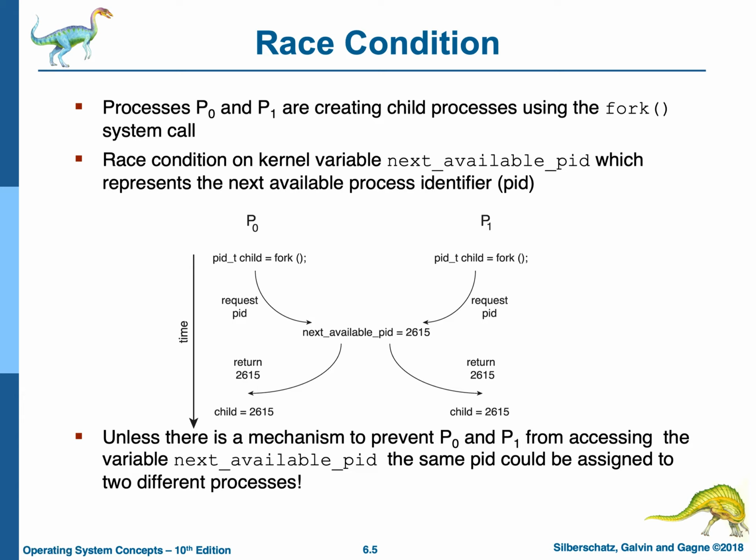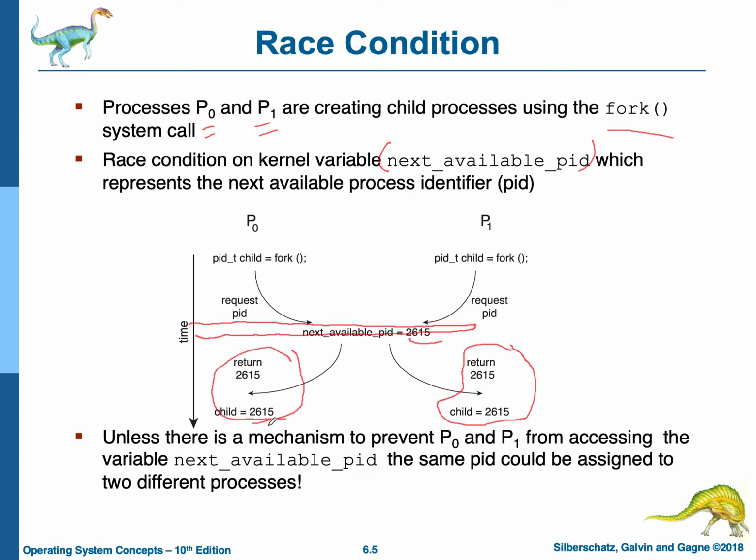For example, if there are two processes, P0 and P1, they are creating a child process by using the fork system call. Now the resource they are trying to access is the next available PID. Suppose they both try to access the next available PID at exactly the same time. Then what will happen? The same new PID, 2615, will be returned to both the child of P1 and the child of P2.